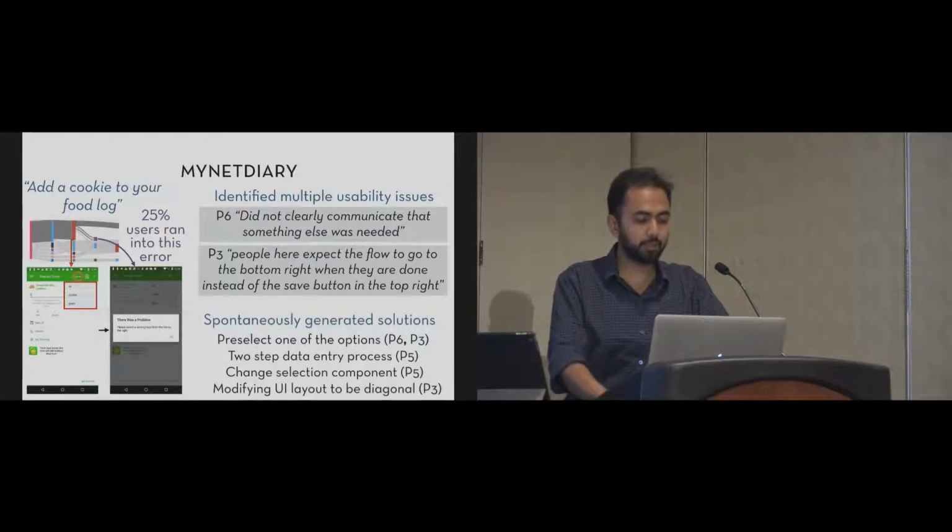Designers also generated multiple solutions to how we could fix these usability problems. This included pre-selecting one of the options, restructuring the data entry process, changing the component, and modifying the layout. In our surveys, designers, after this experience, believed that they had found at least one usability issue in the app. So this is how ZIPT can be useful for finding usability issues.